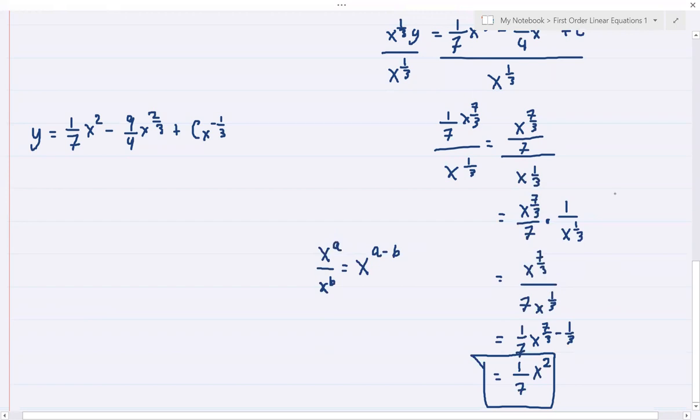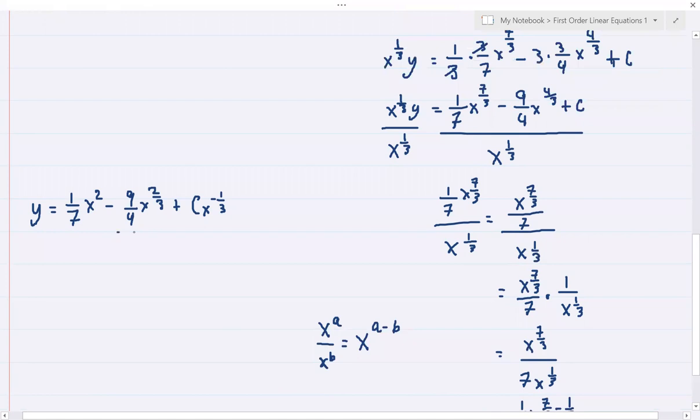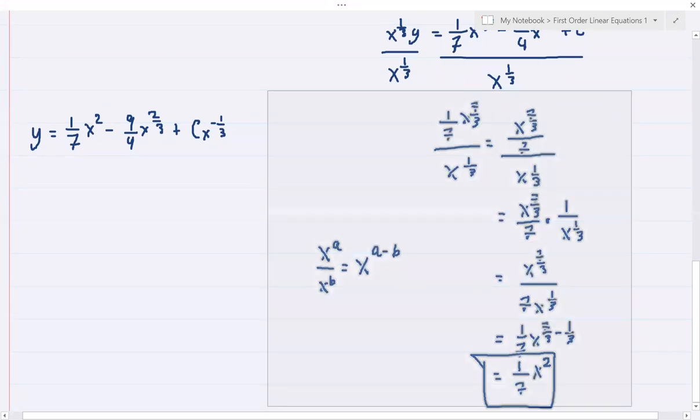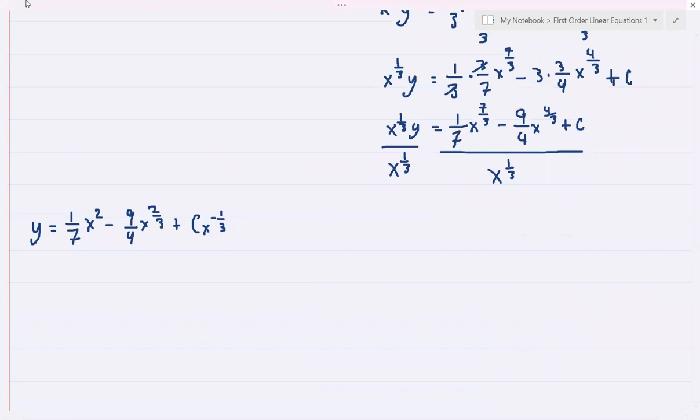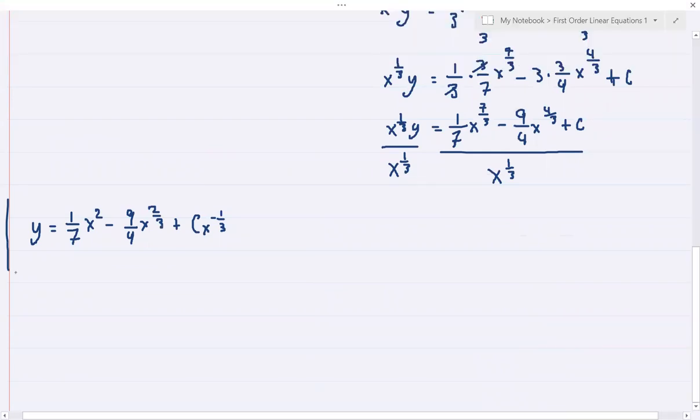And the way I got the answer for 1 all over 7 x squared is the same as how I got negative 9 all over 4 times x raised to 2 all over 3, or 2/3. So try to do it on your own, because we're going to proceed to the next problem. So once again, this is your final answer.